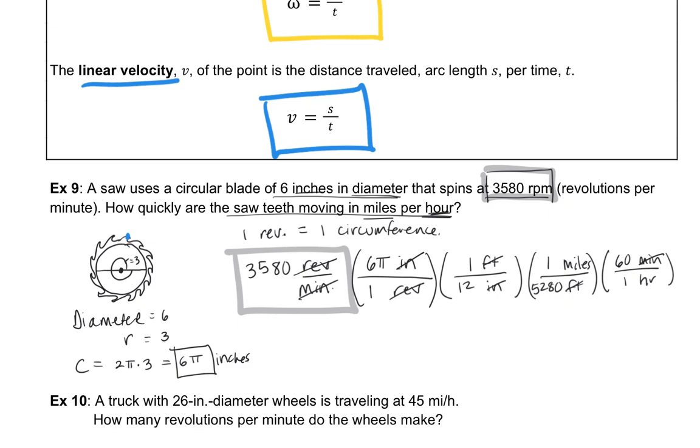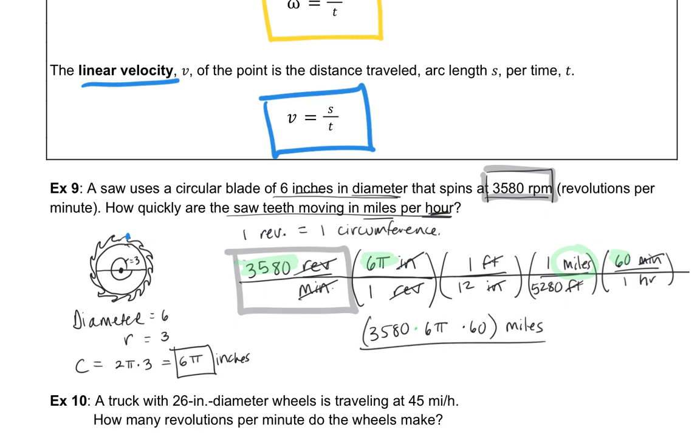And now what I do is figure out all the things in the numerator position. I have 3,580. I have 6 pi. I have 5,280, not 5,000. I have 60. All my units canceled except miles, so that's all the stuff I'm going to write in my numerator: 3,580 times 6 pi times 60, and the units in the numerator are miles.